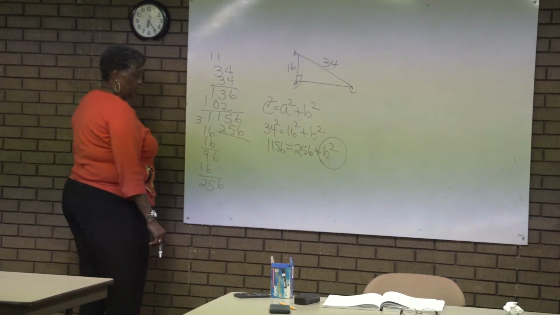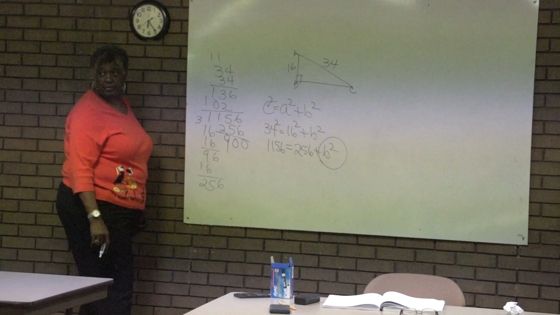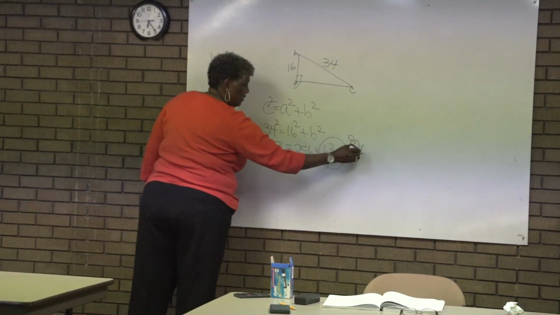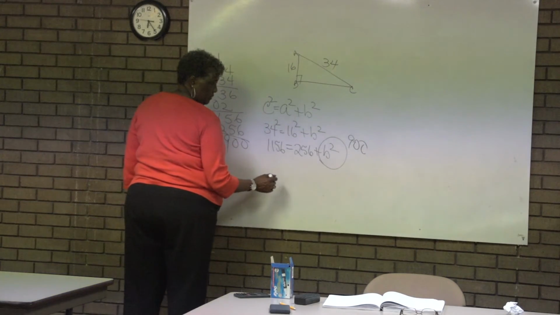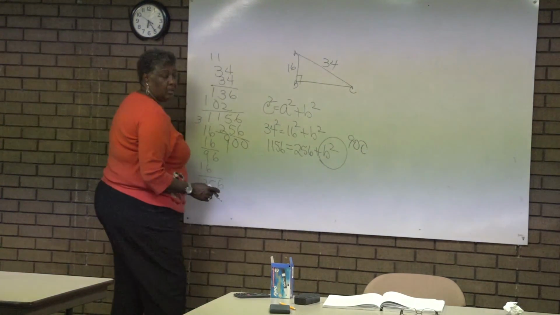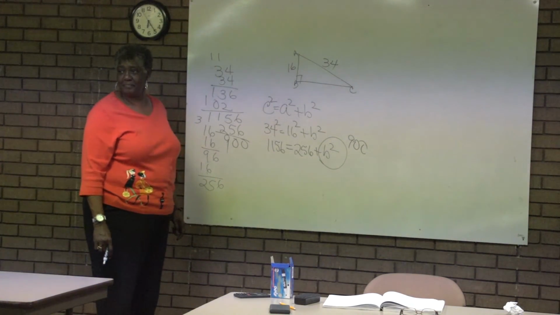What does that have to equal? 900, right? What number times itself equals 900 then is what you had to figure out, right? Yeah. Okay?